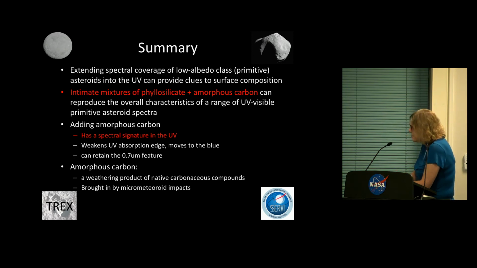Adding amorphous carbon will have a spectral signature in the UV, but you still can retain the 0.7 micron feature, but it does weaken the UV absorption edge. Amorphous carbon we expect to be a weathering product of native carbonaceous compounds, and that could be brought in either by weathering, by impacts that would cause the amorphous carbon to be formed, or brought in by micrometeoroid impacts as well.